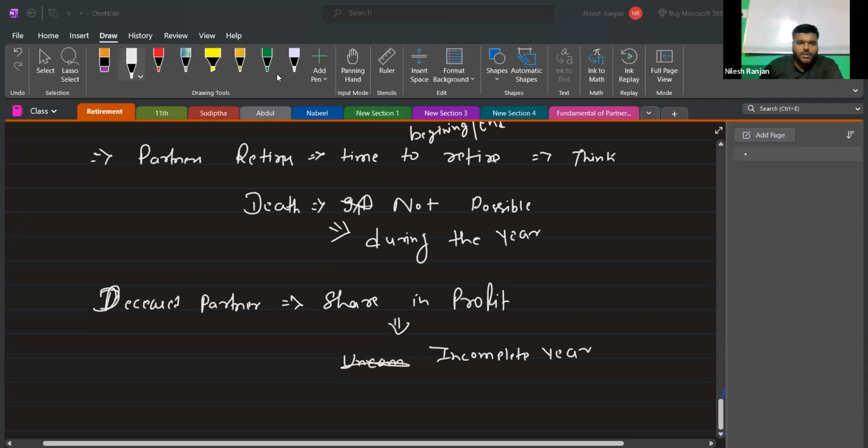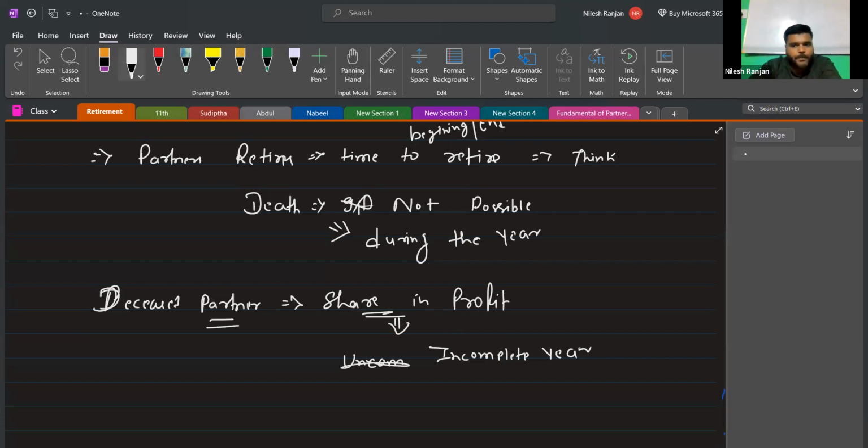So, I was saying that the deceased partner will get a share in profit of this complete year or not? I think the complete year maybe, or until... No, actually, if he worked for 6 months in the current year, then he should get the profit for those 6 months. Yes, sir, he should get a share in profit.